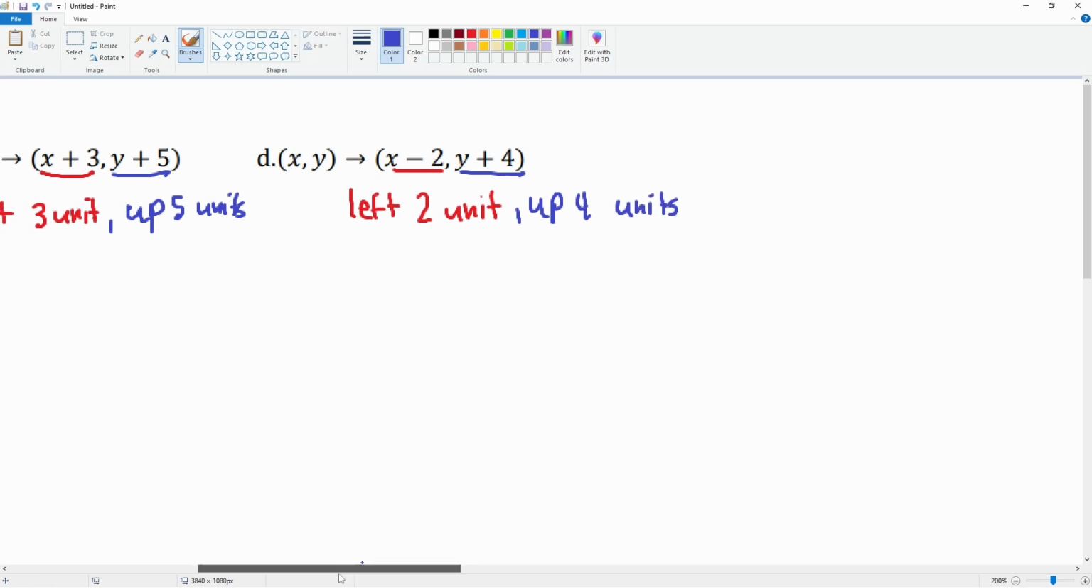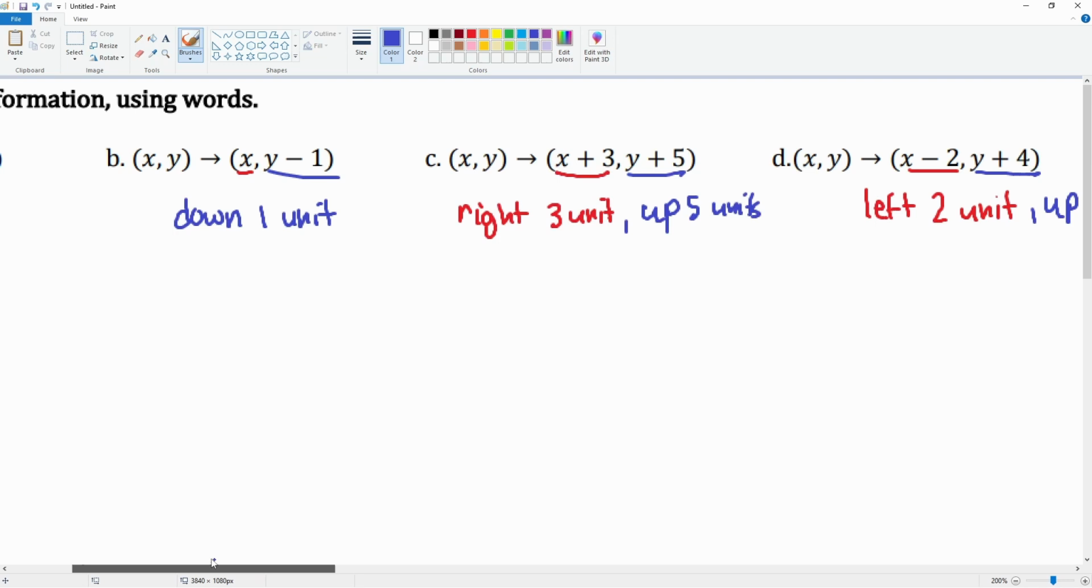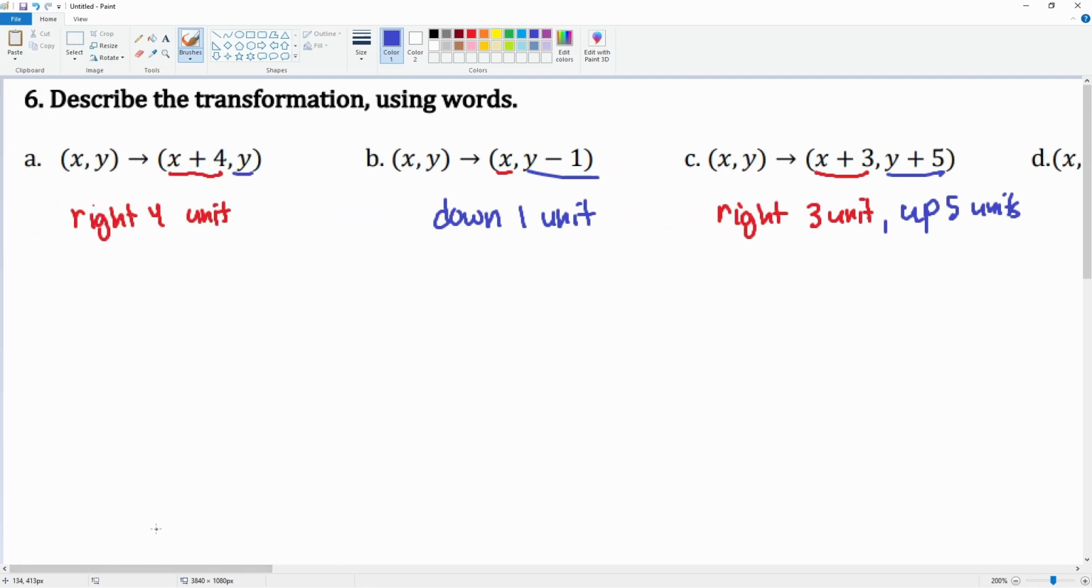So there you go. Based on the rule, we can now write the description for the transformation of the translation.